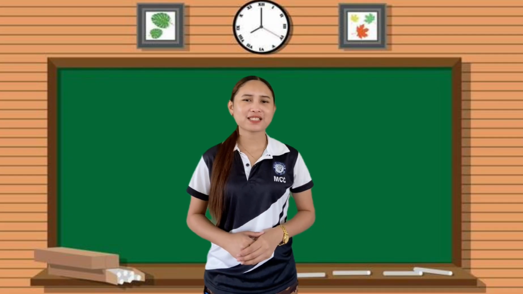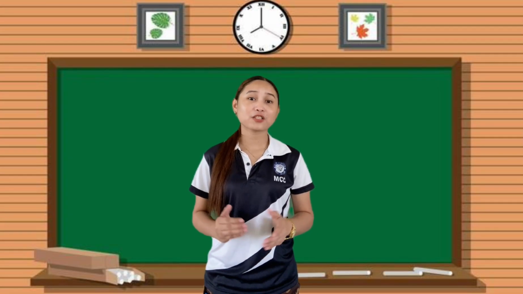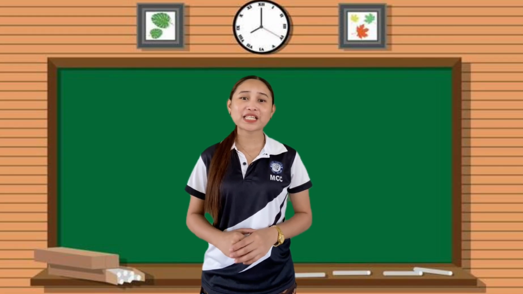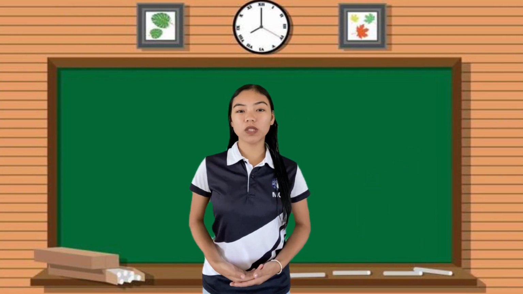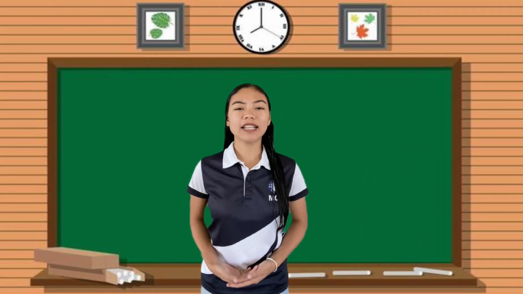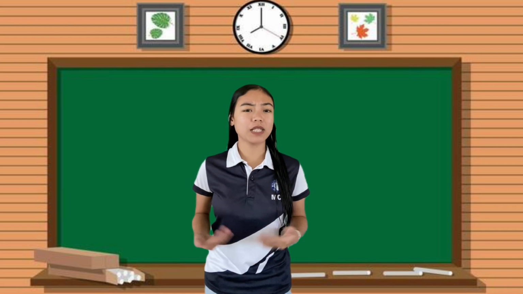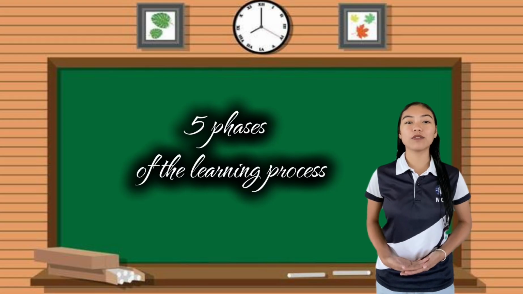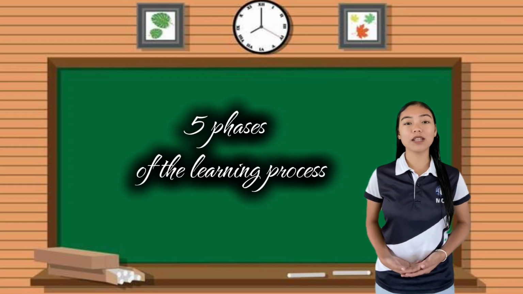This model emphasizes that geometric thinking is not a linear process, but rather a progression of cognitive development that varies from student to student. Now, we will focus on how the Hiele model can be effectively used in teaching and learning mathematics, specifically geometry. As we go through the 5 phases of the learning process, we will see how the teacher can guide students through each level of geometric thinking.